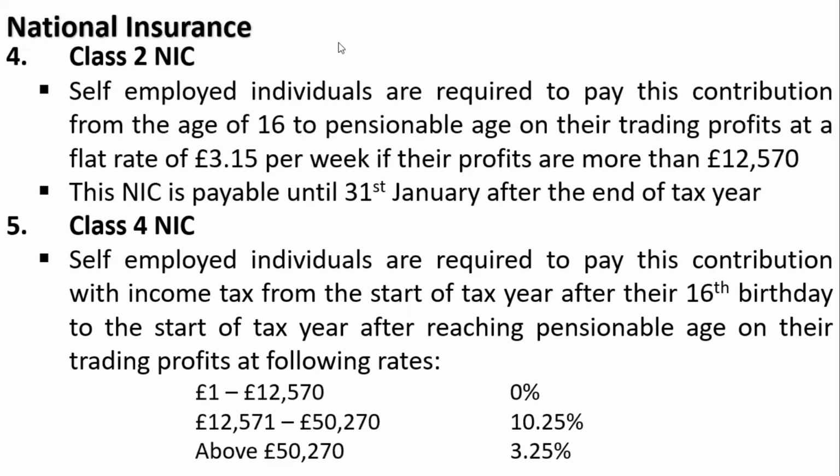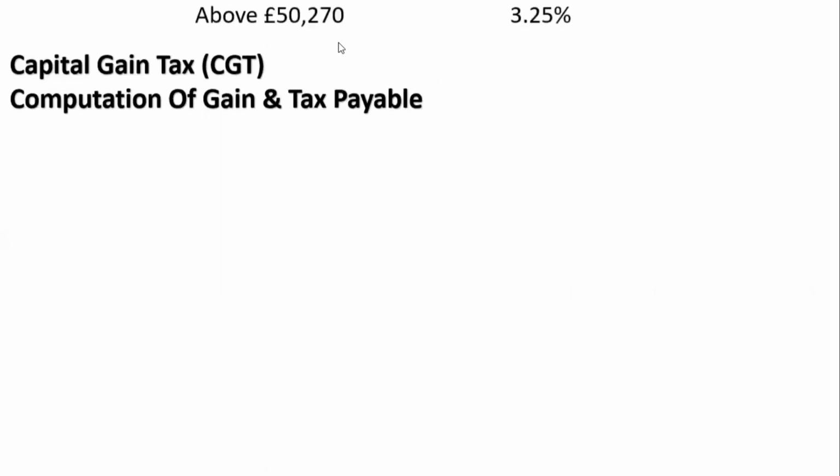So these are the same thresholds which we have already studied in respect of class 1 employee NIC. But remember, those were based on employee's income and these are based on self-employed person's profit. Okay, but the threshold and the rates are different. Threshold is the same. Please write this point and then we shall summarize all the NICs.